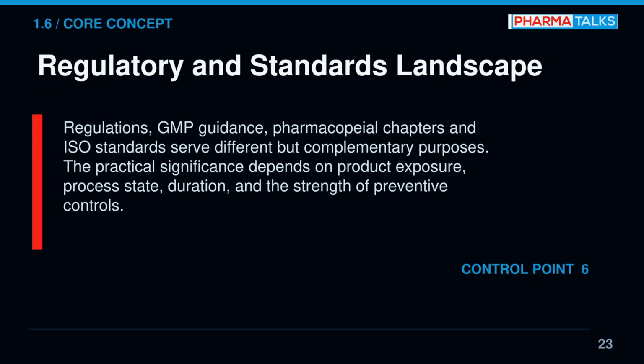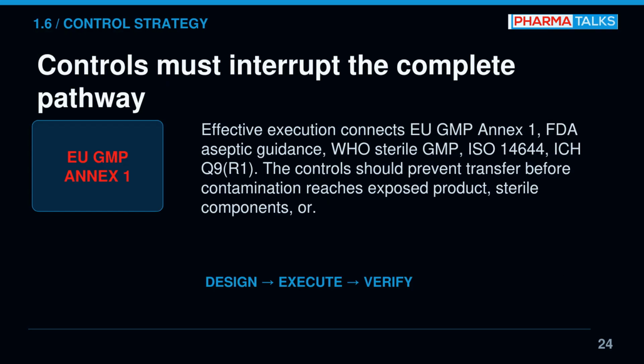Regulatory and standards landscape. Regulations, GMP guidance, pharmacopoeial chapters, and ISO standards serve different but complementary purposes. Some establish legal requirements, some describe regulatory expectations, and others provide technical methods for classification or testing. Each site should determine which references apply to its products, markets, and processes, and show how they are implemented within the quality system. Controls must interrupt the complete pathway.